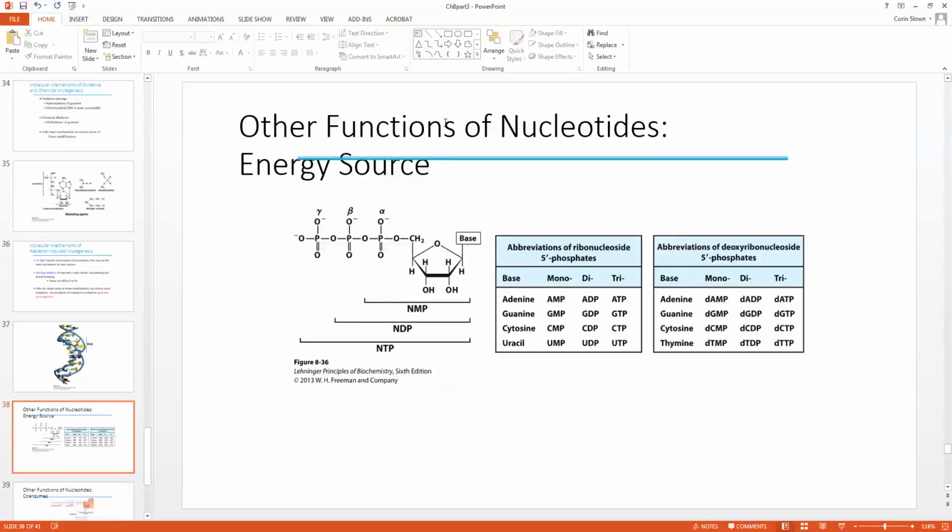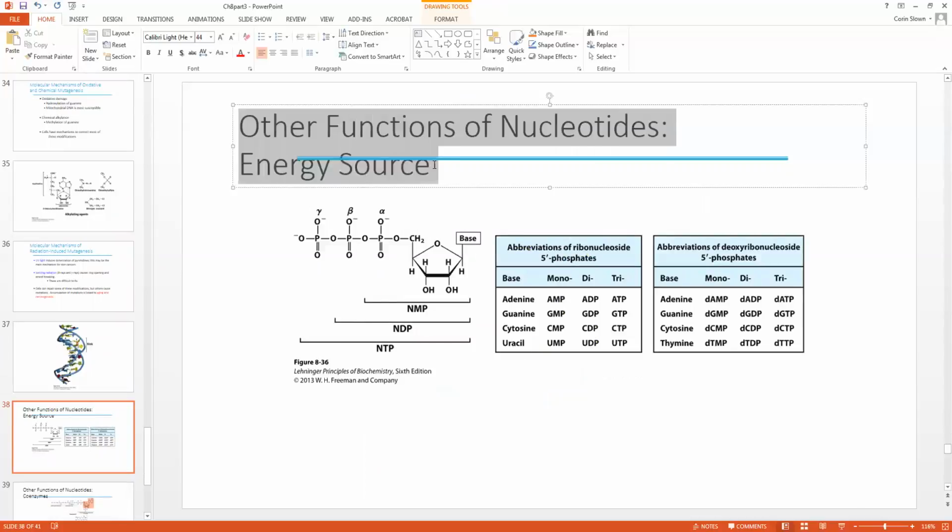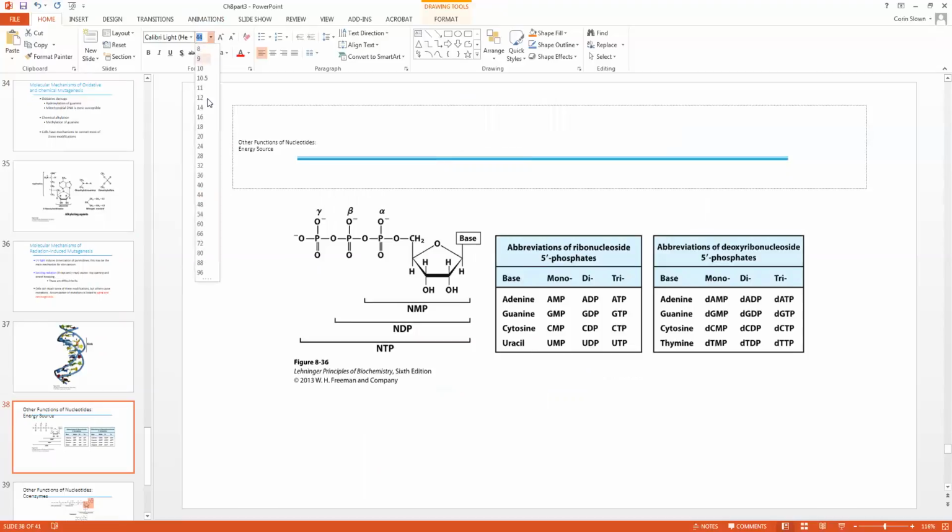And then there are other functions of nucleotides as energy sources.